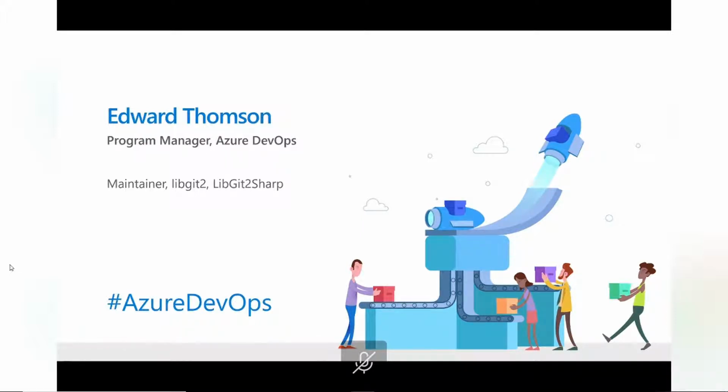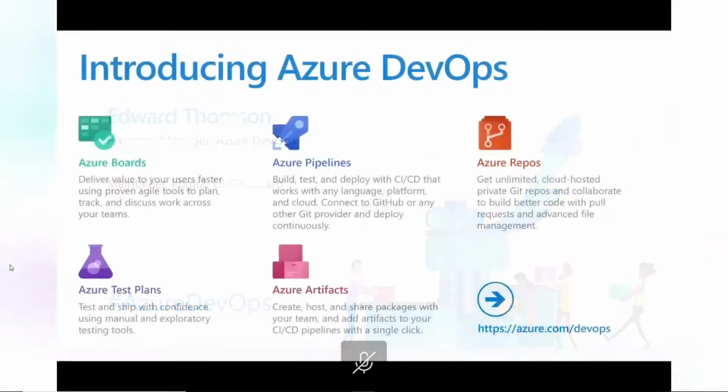So again, I'm the program manager for a product called Azure DevOps. You may not have heard of Azure DevOps before. It's new as of this week. Azure DevOps is the next evolution of a product that you may have heard of called Visual Studio Team Services. And the great thing about Visual Studio Team Services was that we have all of these tools to help you manage your software project.